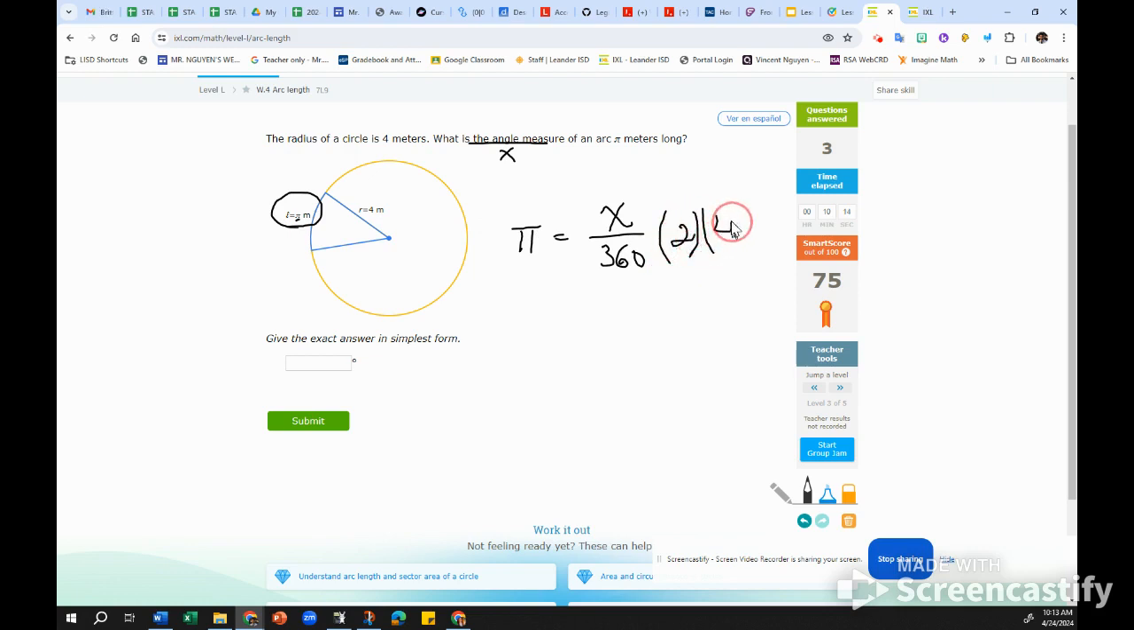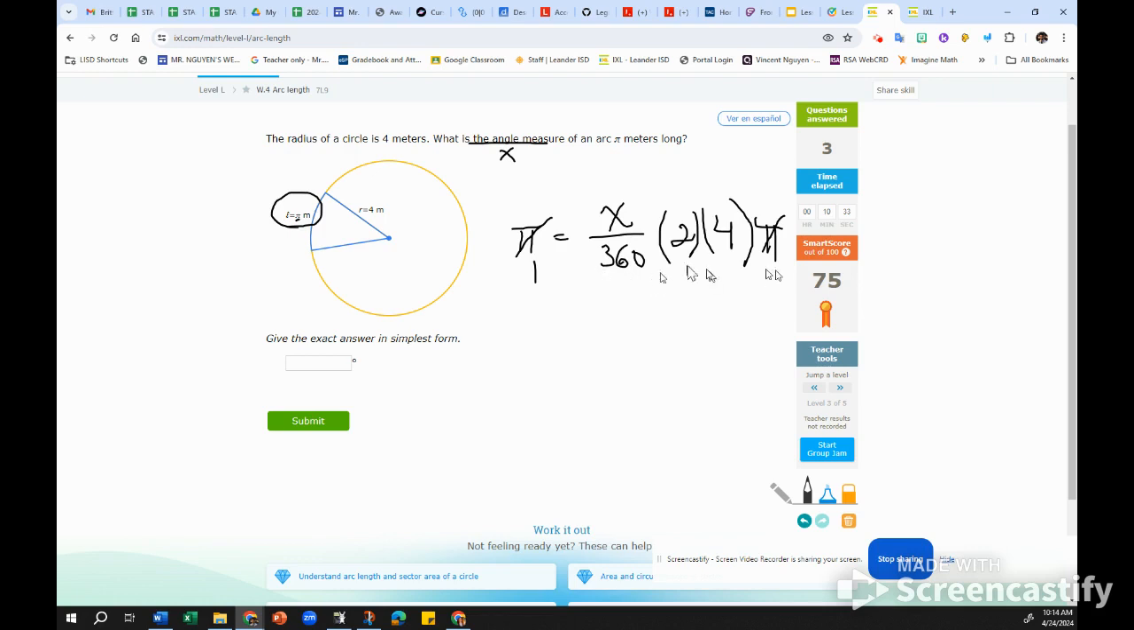Well, the radius is 4, okay? And then remember, there is a pi at the end of our formula. Conveniently, this pi will divide with this pi. That will give you 1. So you could actually take the pi away.